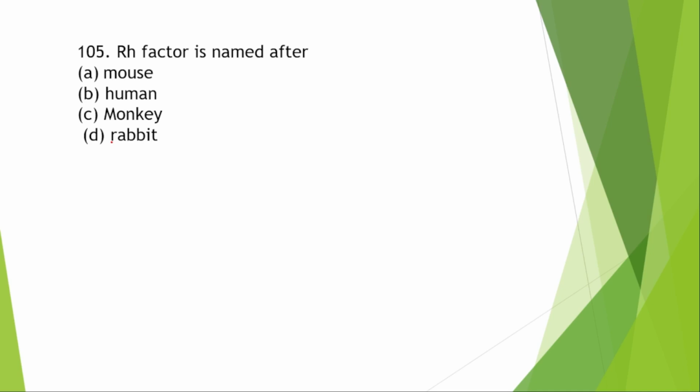Next, 105. Rh factor is named after mouse, human, monkey, rabbit. The right option is C, monkey. Rhesus monkey, that is Macaca rhesus. It is named after the monkey.